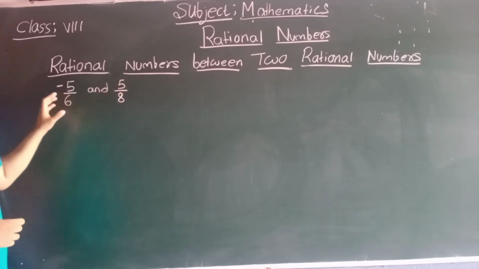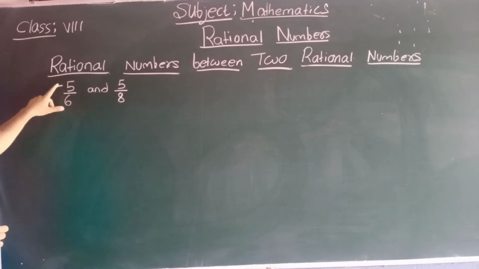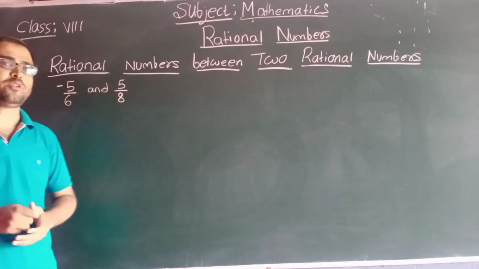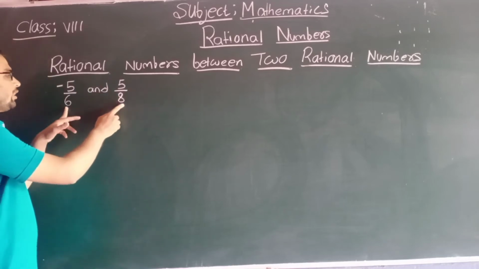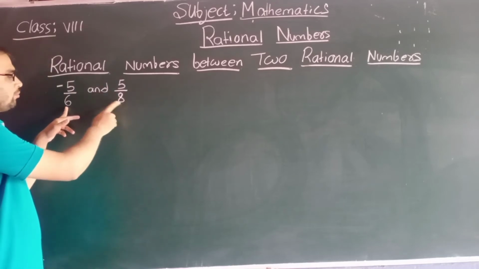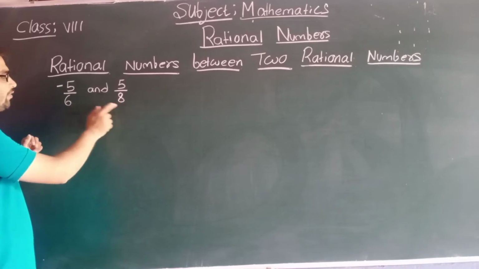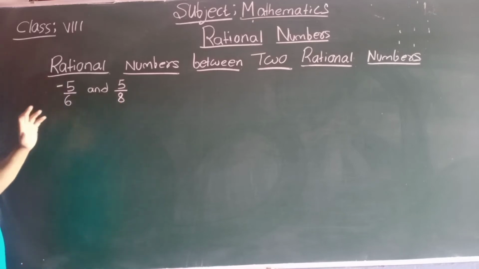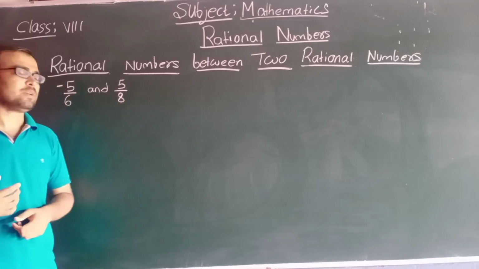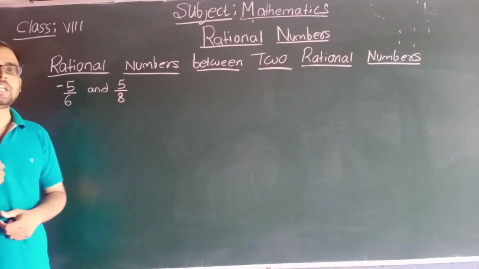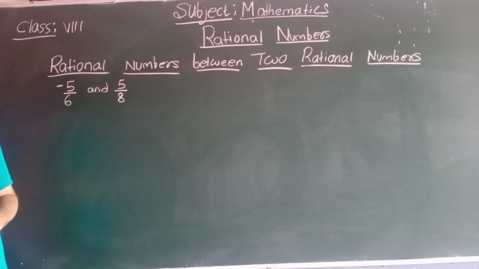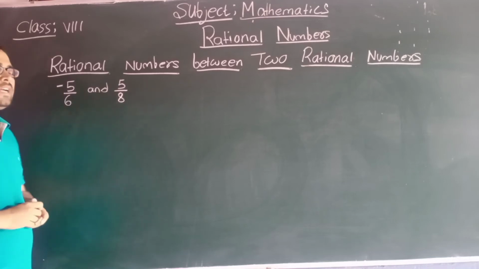Okay, so if you are asked to write the rational numbers between -5 by 6 and 5 by 8, how should you write? Look here, both the numbers have different denominators, no? In this case, if the rational numbers have different denominators, what is the first step? We need to equalize the denominators.